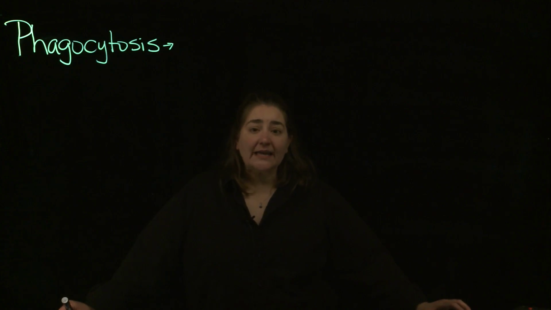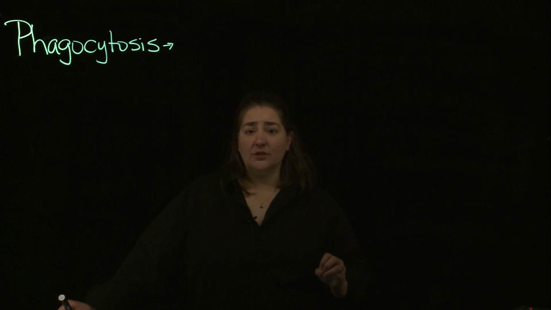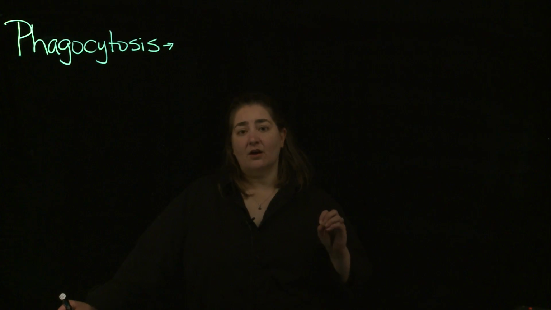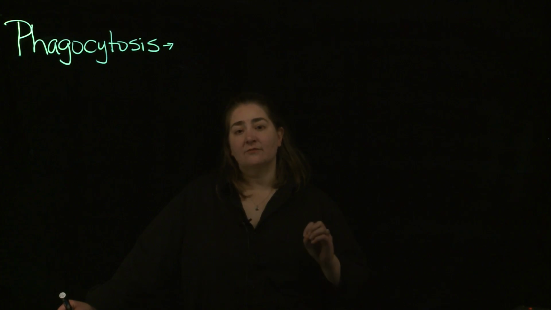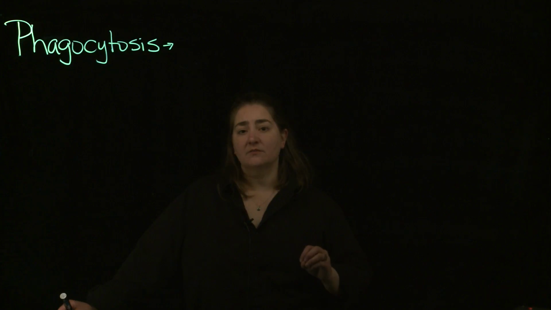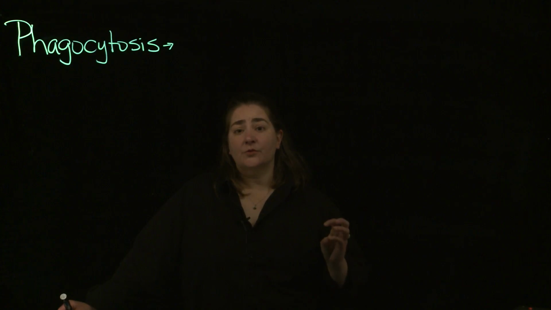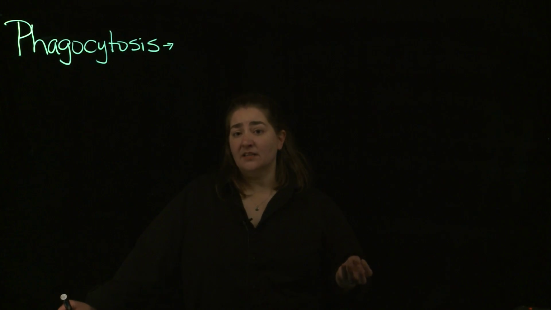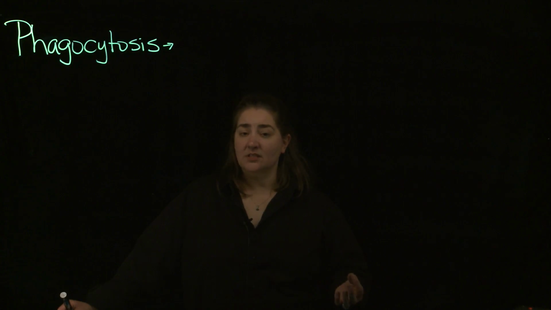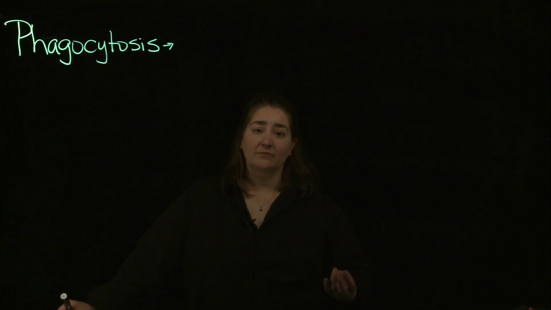All right, so our next topic for discussion is going to be phagocytosis. We talked about the cells of the immune system that are important in the process of phagocytosis. Those were the neutrophils and the monocytes, specifically those macrophages and dendritic cells. Those are all going to be phagocytes.